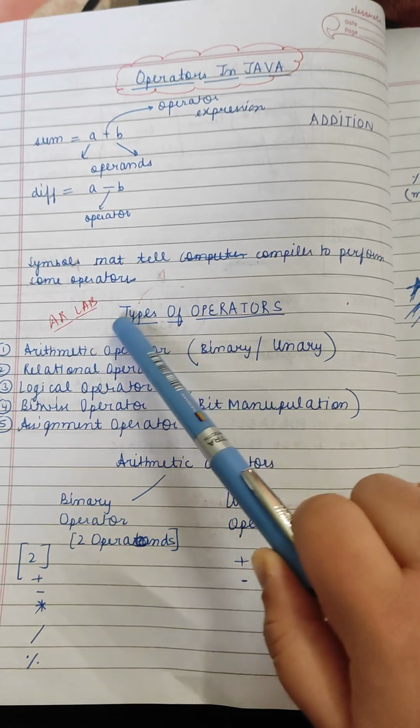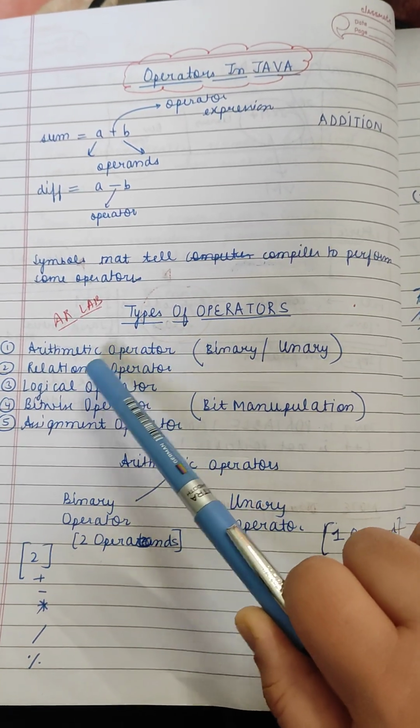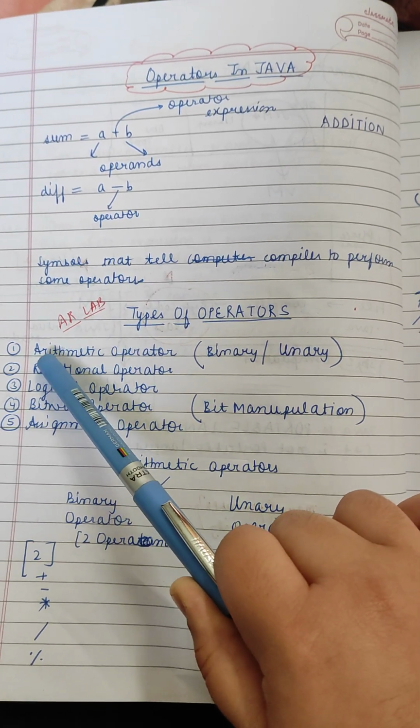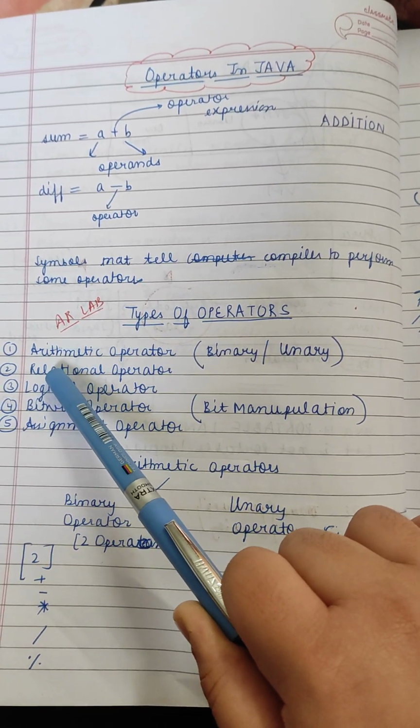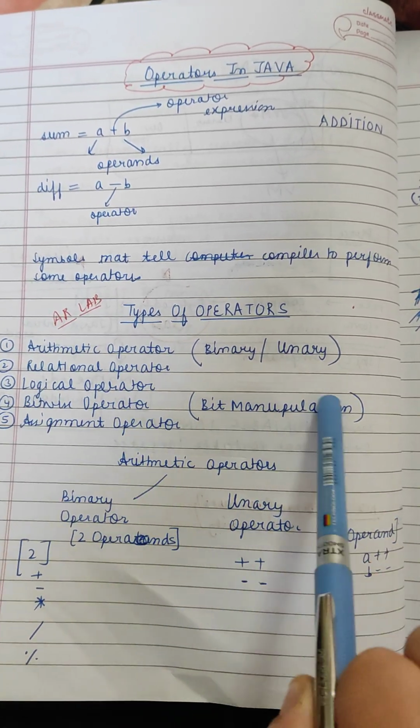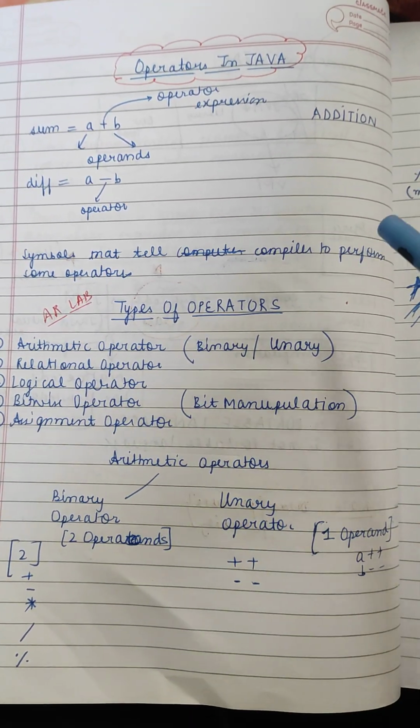If we talk about the arithmetic operator, we can learn this by using a code, AR LAB. AR is the arithmetic operator, then the relational operator, logical operator, assignment operator, and the bitwise operator. Bitwise operator is basically bit manipulation, which we are going to study in detail in the future.